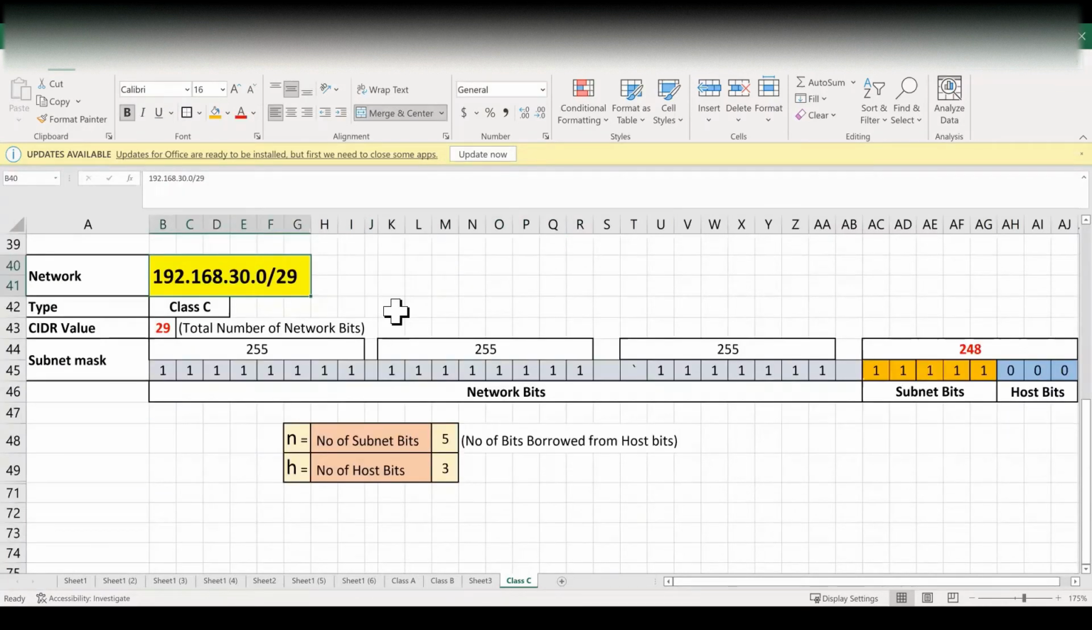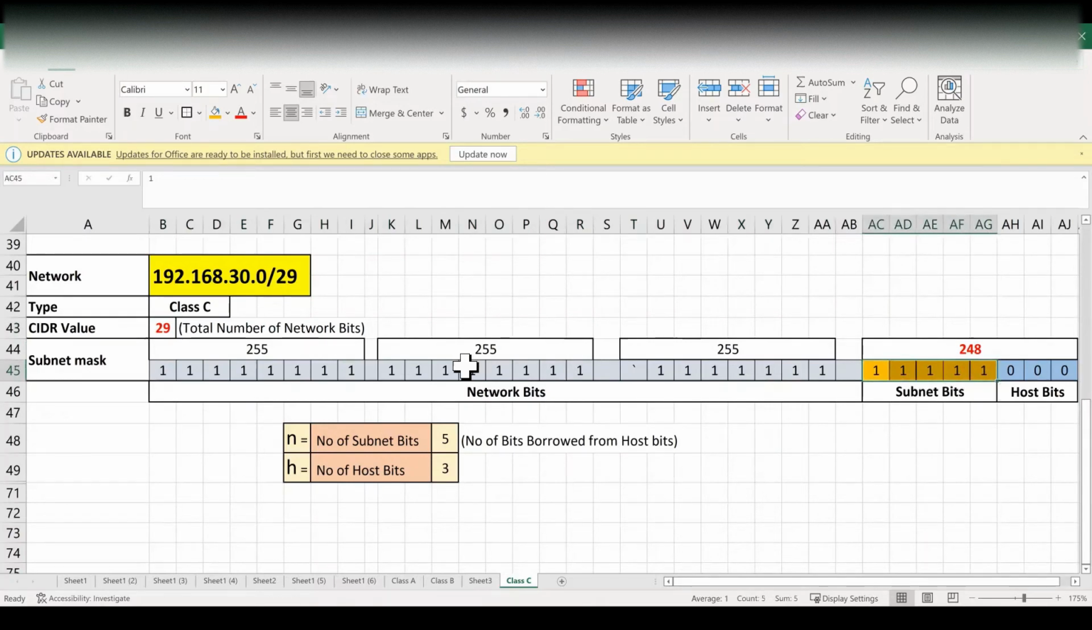We are going to see one more example here. The network number is 192.168.30.0. This is a Class C IP network. The CIDR value we are going to use for this example is 29. That is the total number of network bits. But for a Class C network, the default CIDR value is 24 network bits. But for our example, we need 29. We are short by 5 network bits. Those 5 bits we should borrow from the host bits. I already borrowed and highlighted that.